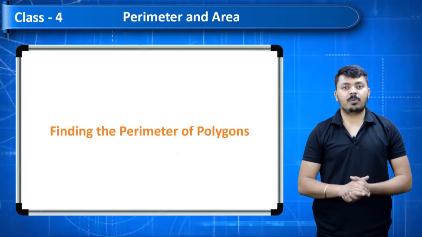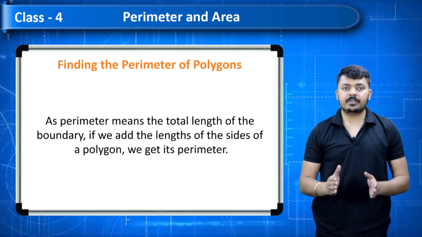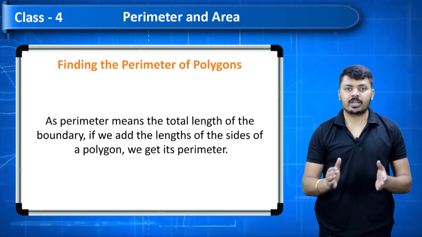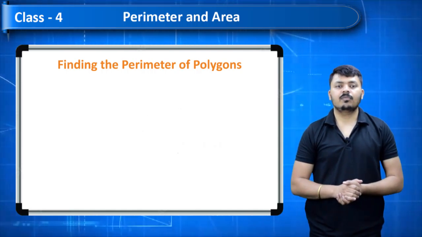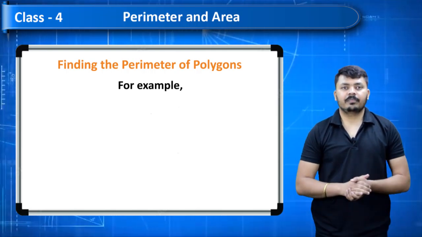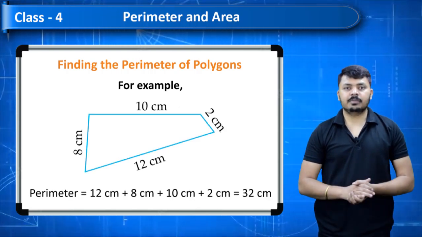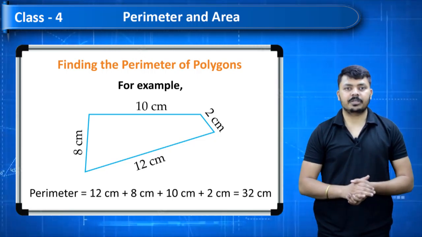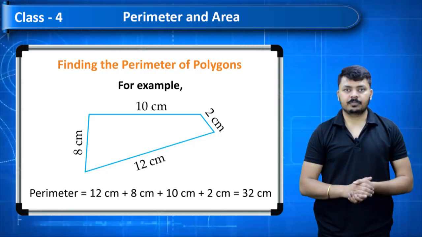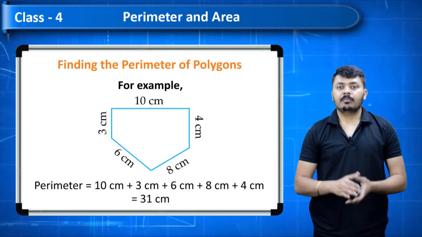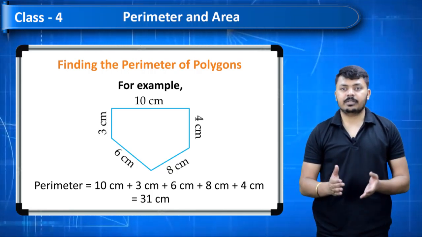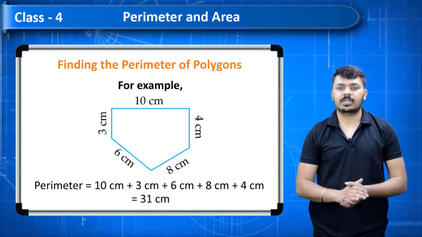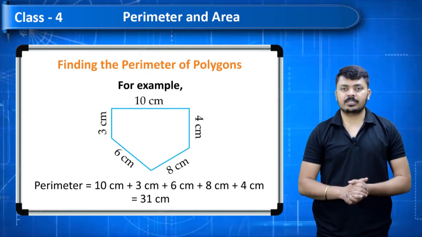Finding the perimeter of polygons. As perimeter means the total length of the boundary, if we add the length of the sides of a polygon, we get its perimeter. For example, in part A, perimeter is 12 cm plus 8 cm plus 10 cm plus 2 cm equals 32 cm. Whereas in part B, perimeter is equal to 10 cm plus 3 cm plus 6 cm plus 8 cm plus 4 cm. That is equal to 31 cm.